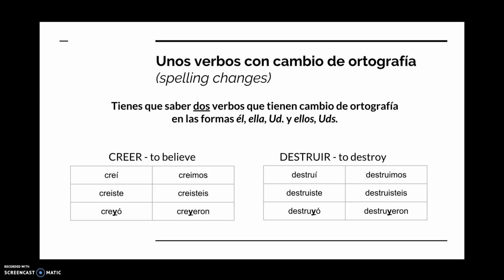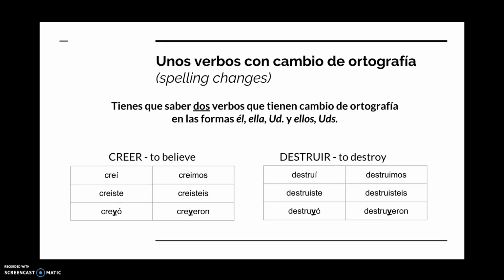So the two verbs that you need to write down at the top of Página 3 are creer, to believe, creí, creíste, creyó, creímos, creístes, and creyeron. And please note that creyó and creyeron have that Y instead of an I in the la usted and ellos ustedes form. For destruir, to destroy, we have destruí, destruiste, destruyó, destruimos, destruistes, y destruyeron. Once again, in the la usted and ellos ustedes forms, you will note that that I changes to a Y.